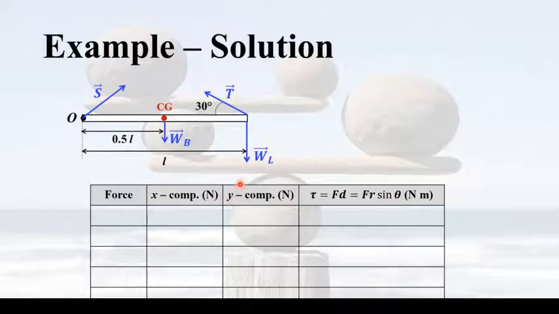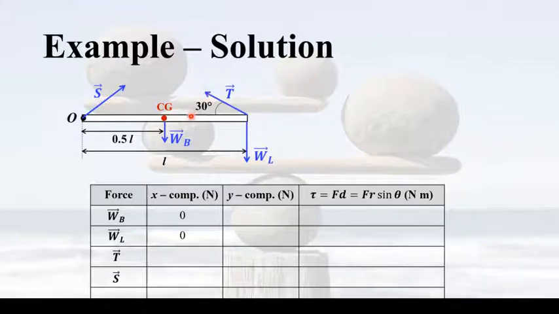Obviously, the first step is to transfer all of these forces into the table. So I have 4 forces: WB, WL, T, and S. And then after that, I want to complete the X component. How to complete the X component? WB is the force that is pointing downwards. So obviously, the X component is equal to 0. WL is also the same. WL is pointing downwards. Therefore, the X component is equal to 0.